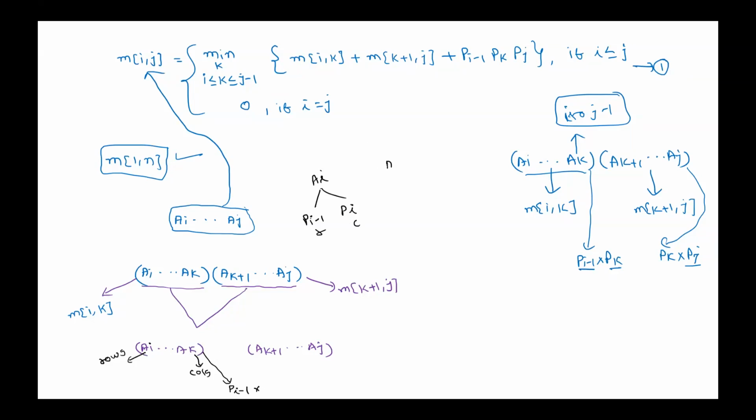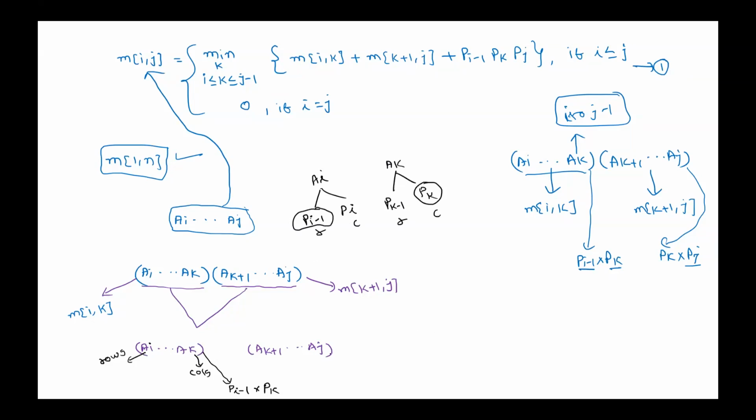How many columns are there in matrix Ak? p(k). So what is the order of the resultant matrix? p(i-1) by p(k). Is that correct? Is there any doubt at this point?